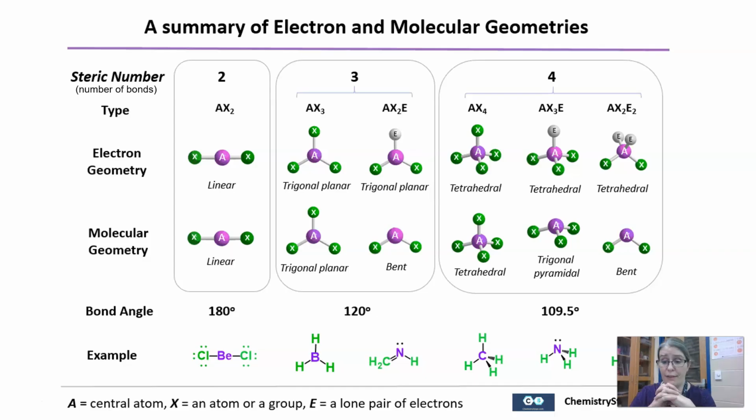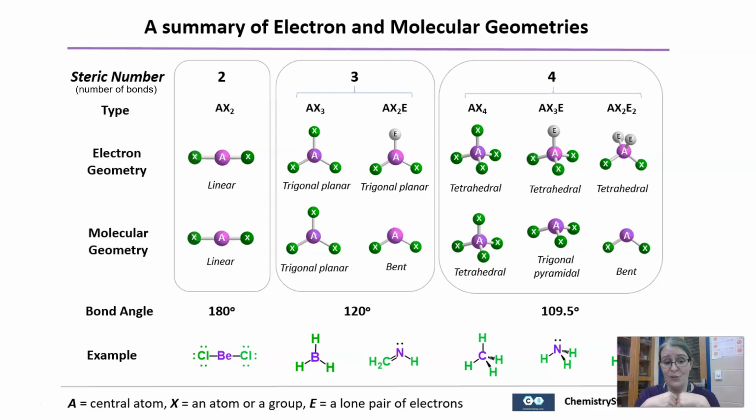So here's a little chart that sums up what we've been doing, and I suggest maybe making a little chart in your notebook. The steric number can be thought of as the number of electrons, or the number of areas of electrons. So 2 areas of electrons, 3 areas of electrons, 4 areas of electrons. And you can see that no matter what, if it's got 2 areas of electrons, the electron geometry is linear. If it's got 3 areas of electrons, the electron geometry is trigonal planar. If it's 4, the electron geometry is tetrahedral.